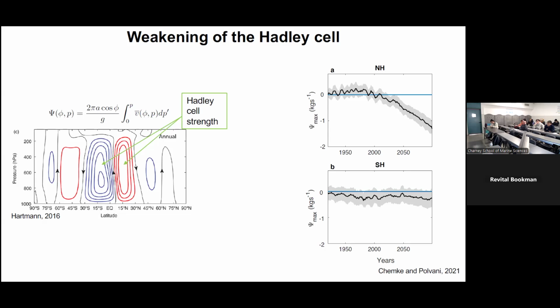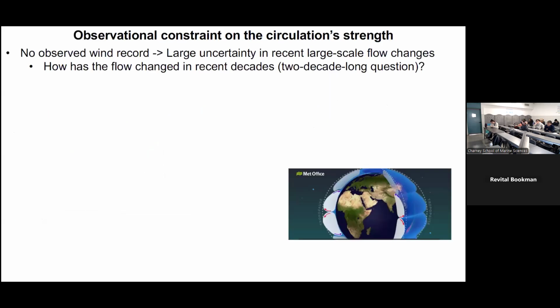So we're going to focus on the northern hemisphere, and first we're going to ask whether this weakening that we see in models has already occurred in observations, in recent decades. We want to see whether we can already find the anthropogenic signal in recent decades. Now the issue is that this is not an easy task, because currently we don't have any observed wind record in the atmosphere that is continuous in time and space that would have allowed us to estimate the stream function. There's no wind record in the atmosphere.